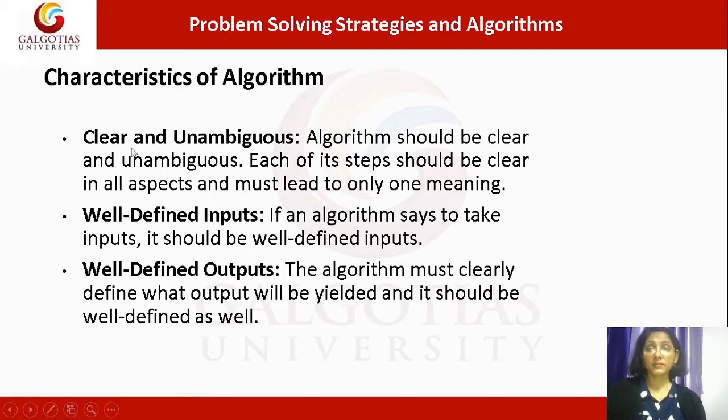The first characteristic is that it is clear and unambiguous, which has been mentioned while defining the algorithm also. It means each and every instruction should be clear and unambiguous. It should not have more than one meaning; each instruction should have a single meaning, not multiple meanings. The second characteristic is that if an algorithm has an input, it should be well defined. Every algorithm must clearly define the output, and it should be well defined as well.